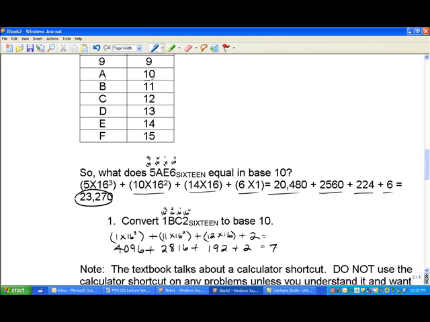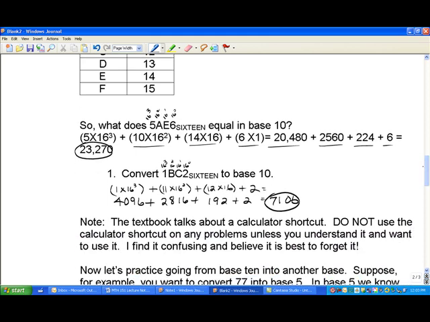I'm getting 7,106. Hopefully I didn't hit any wrong keys or compute anything incorrectly. 4,096, 2816, 192, and 2.